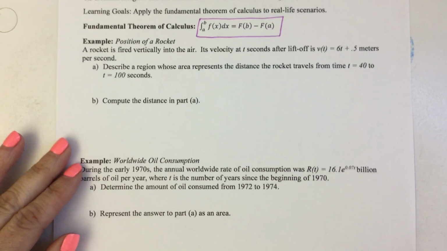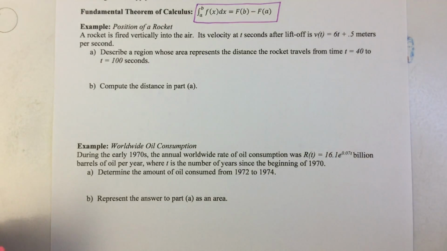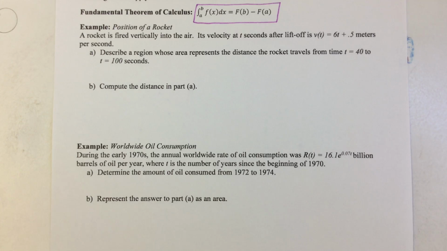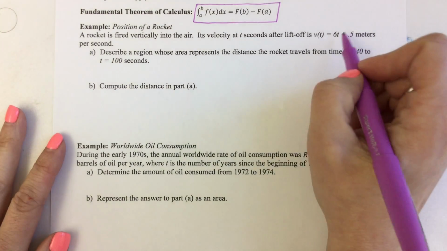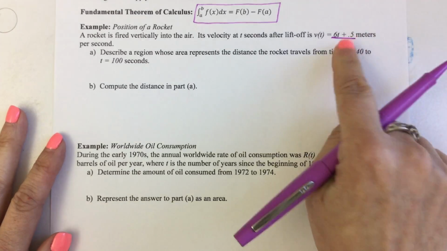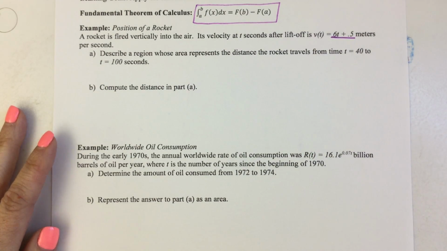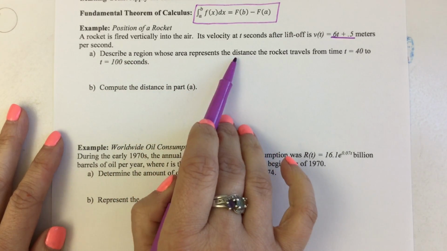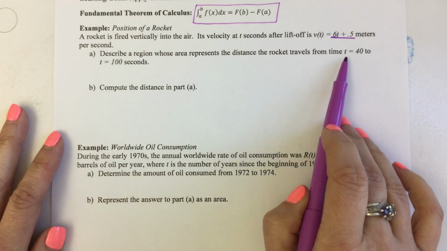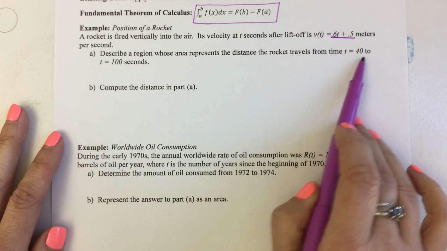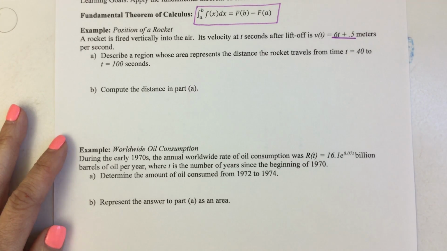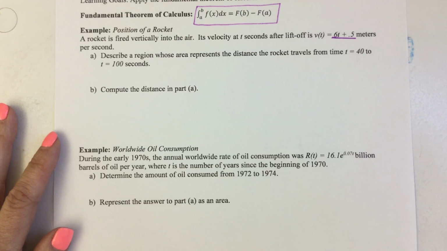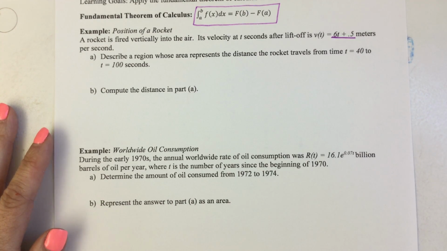Here are three examples of when you might actually use this in real life. A rocket is fired vertically into the air. Its velocity at t seconds after liftoff can be given by this function, and it is in meters per second. Describe a region whose area represents the distance the rocket has traveled from t equals 40 to t equals 100 seconds. When they say to describe, you're not actually finding the solution, you are setting up the definite integral.